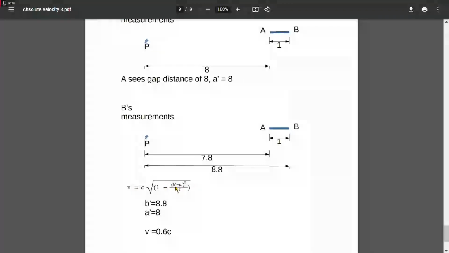Take a look. So 8.8 subtracting 8 is 0.8. 0.8 squared is 0.64. 0.64 divided by L squared, which is 1 squared, would of course be 0.64. When 1 subtracts 0.64, that becomes 0.36. And 0.36 square rooted is 0.6. Again, there's a multiplication by c, so the result is 0.6c.